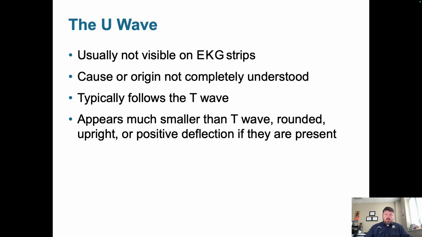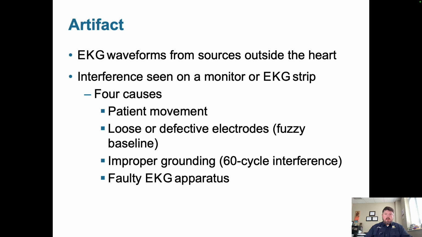Artifact is something that you should look for, and there are 4 causes of artifact. Basically, artifact is picking up something that's not the normal electrical conduction pathway. It's picking up something that's not even in the patient's heart. It can be caused by movement, or loose or defective electrodes, so we always want to make sure that our electrodes are placed very firmly on the patient. Another cause is improper grounding, an older issue with older monitors, which was 60 cycle interference, so radio waves or light waves or something of that nature.